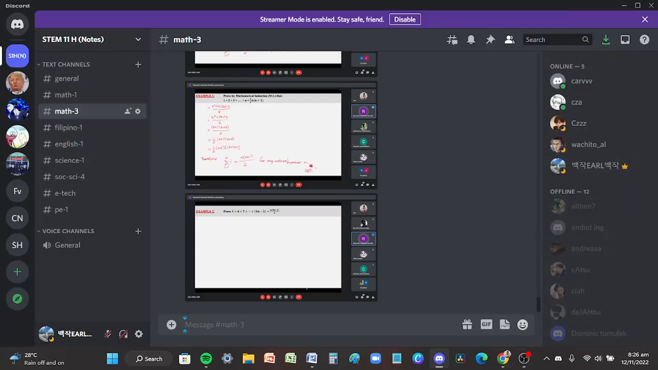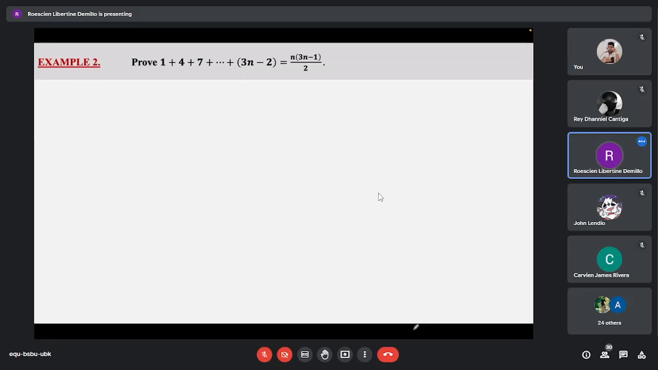series. So we changed that into its summation notation. So for the proof, again, the opening statement is we let P of n, for any natural number n, and then the summation.